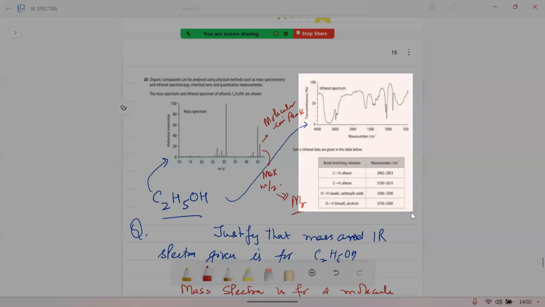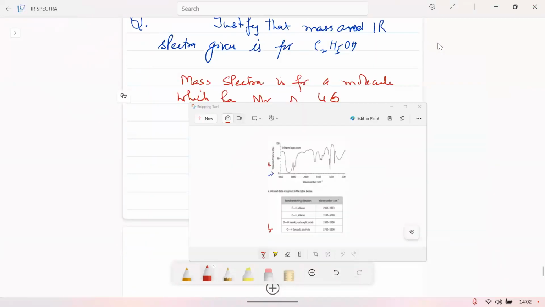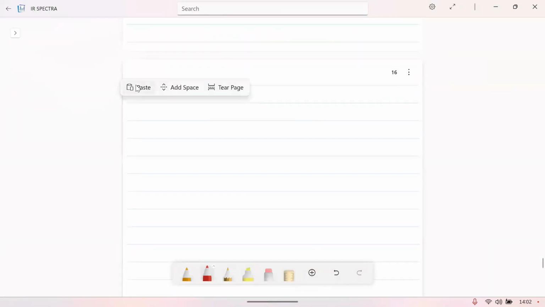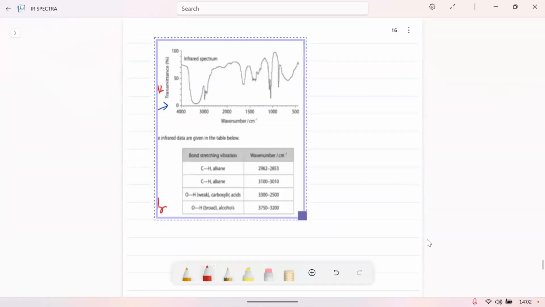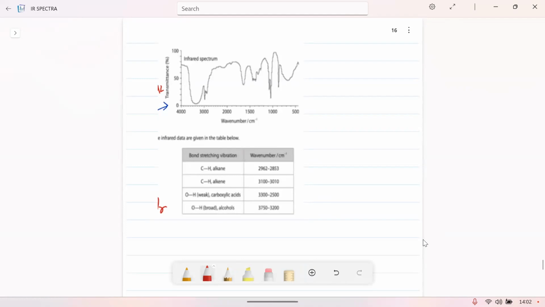Now, in this case, they have given us the values in the question itself, so you don't need to look at the data booklet. I want to prove that this is an alcohol. That's the main thing. We already know it is C2H5OH, so we need to find out whether it has an OH or not. If you observe over here, there is an OH peak, this one, while around 1700 over here, the C double bond O peak is absent.